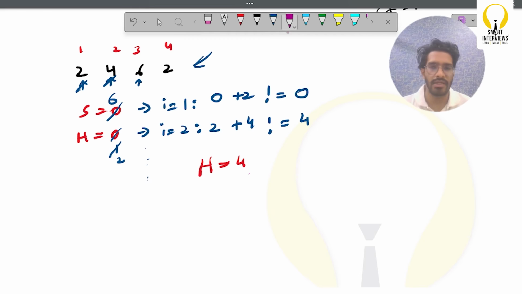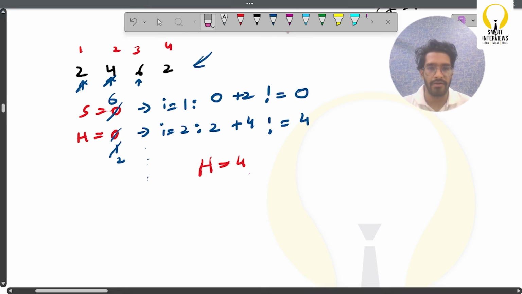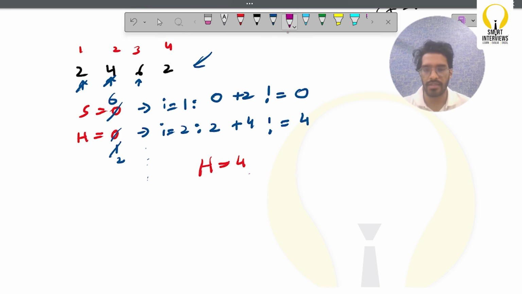When do we get the highest happiness? When do we increment the value h? We are incrementing the value h whenever these things are not getting matched. Whenever the formula is not being matched, we are incrementing the happiness value. So we have to somehow rearrange the values such that the formula will always work.